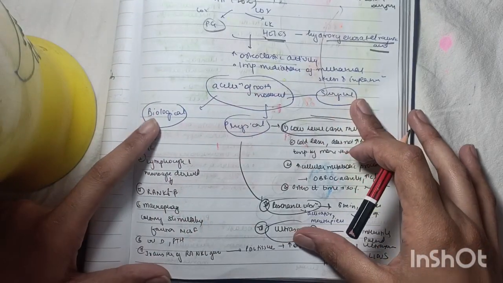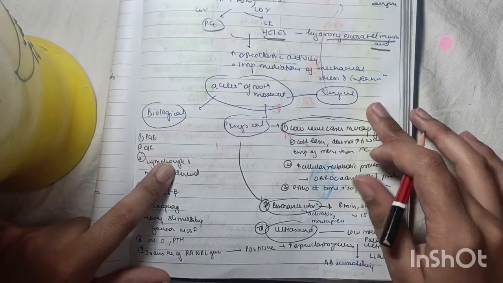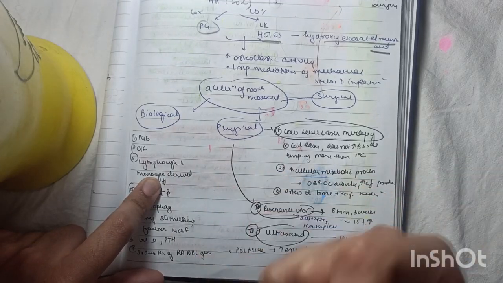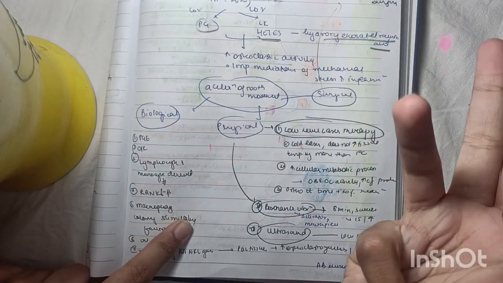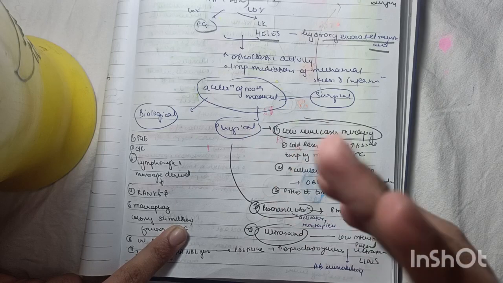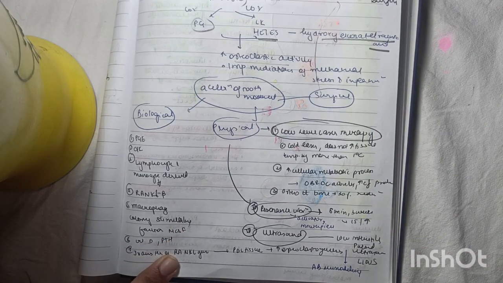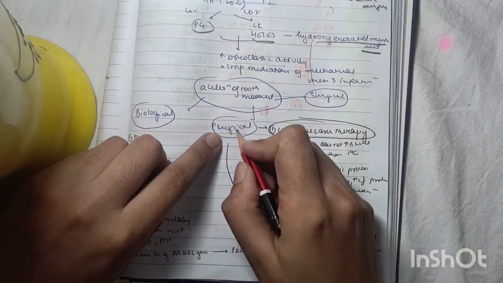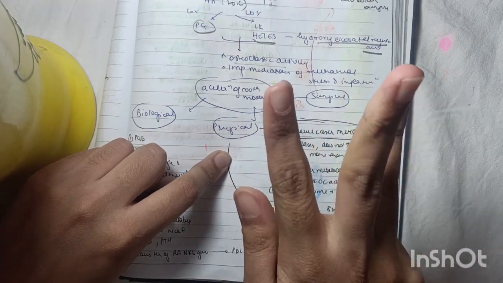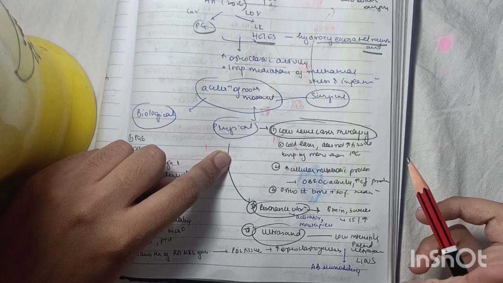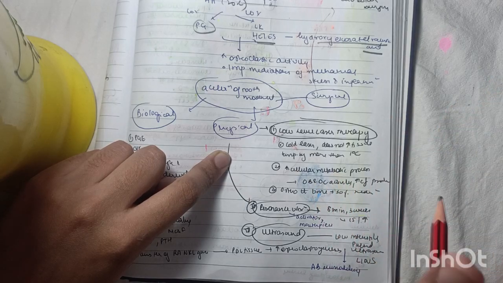Now at the end of the chapter, there are certain methods by which we can accelerate the tooth movement. First is the biological method, basically through drugs. So prostaglandin, cytokine, lymphocyte and monocyte derived factors, then RANKL, then we have macrophage, then vitamin D, PTH. Okay, then physical methods. In physical methods, we have three methods. One is the low level laser therapy. The second is the ultrasound. Third is the resonance vibration.